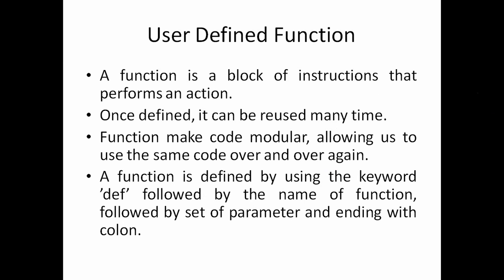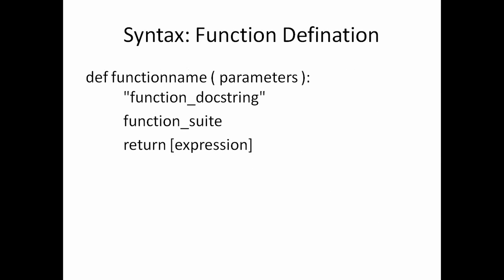A function is defined by using the keyword def, followed by the name of the function, followed by the set of parameters, and ending with a colon. This is the syntax for function definition: def, function name, in parentheses. You can write a single parameter or multiple parameters separated by commas. After the closing parenthesis, we are required to write a colon.